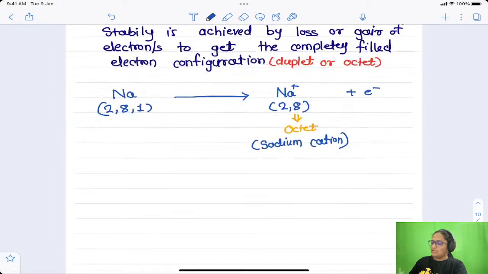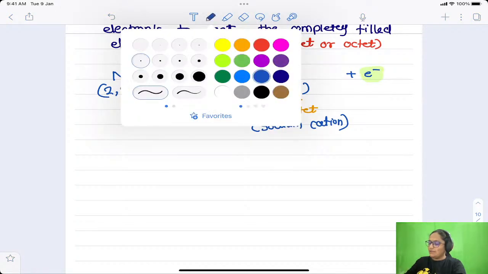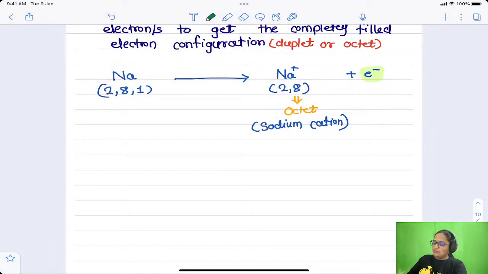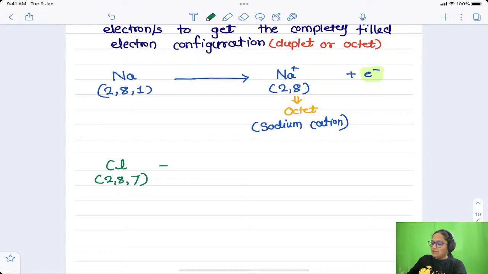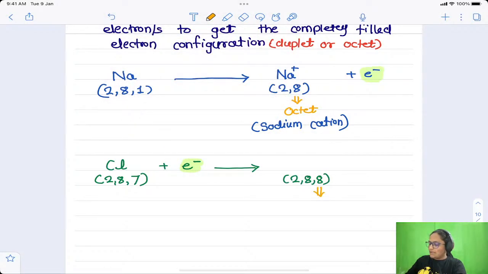Okay, yes. Now this electron which is given by sodium will be taken up by the chlorine atom, right? So for chlorine also I will write down. So this is your chlorine, in which there are 2, 8, 7 electrons. Then it will accept the electron donated by sodium, right? Okay, and then what will happen, it will become 2, 8, 8. Again octet will be completed. So this is your octet. That means chlorine also gets a stable configuration.